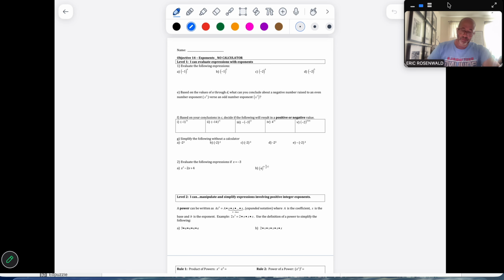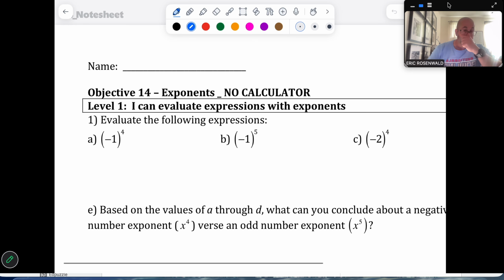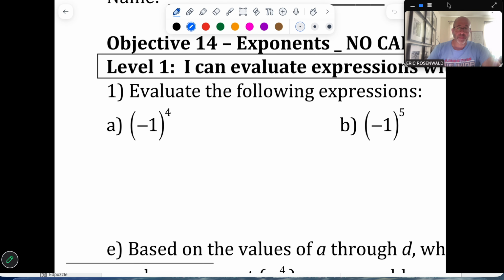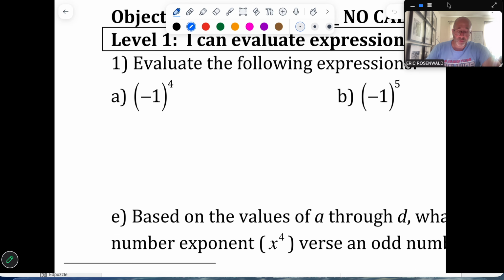All right, let's jump in. So we're talking about exponents, we're talking about rules, but let's see if we can intuitively get to the rules here, okay? When we look at the first one, it says to evaluate the following expressions, and we're not using calculators for this stuff because we really don't need them.